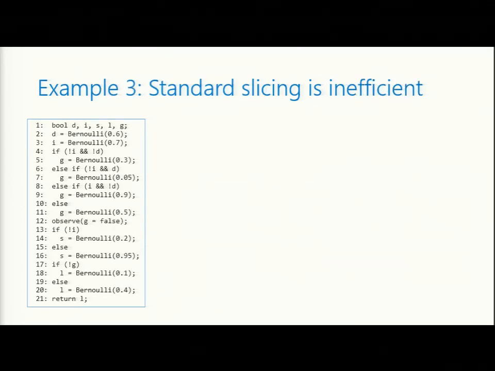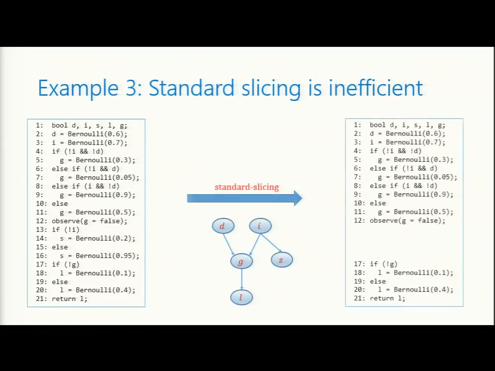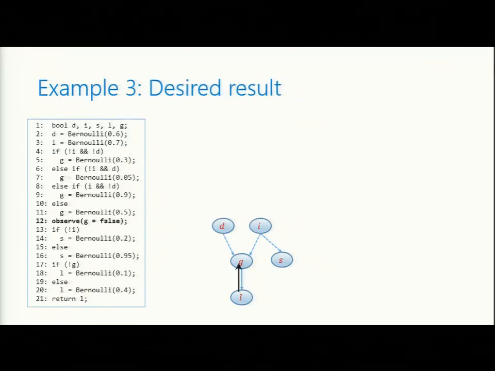So here's another example where standard slicing is inefficient. Again, same program, except that I return L and observe G over here. Again, if you look at this dependence graph, standard slicing would say, well, L depends on this part of the program and not on S, so you get this guy. But it turns out that you can do better.